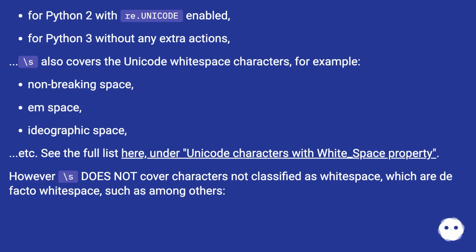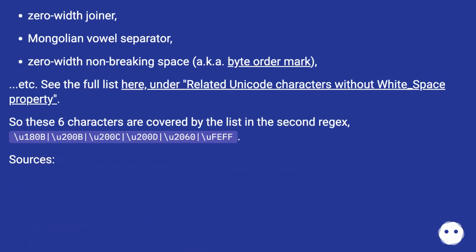However, \s does not cover characters not classified as whitespace, which are de facto whitespace, such as, among others, zero width joiner, Mongolian vowel separator, zero width non-breaking space, aka byte order mark, etc. See the full list here, under related Unicode characters without White_Space property. So these 6 characters are covered by the list in the second regex: \u180b, \u200b, \u200c, \u200d, \u2060, \ufeff.